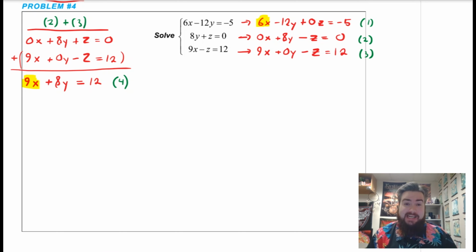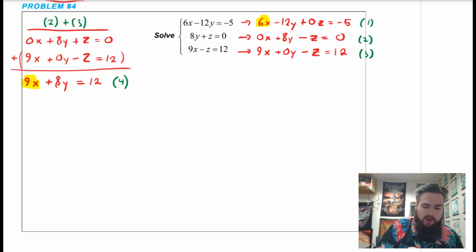That would be 18 here. 9 times 2 can be 18, and 6 times 3 will give me 18. So what I'm actually going to do is take both of those equations, both equation 1 and 4, multiply each of them by a whole number, and then I'll put them together.